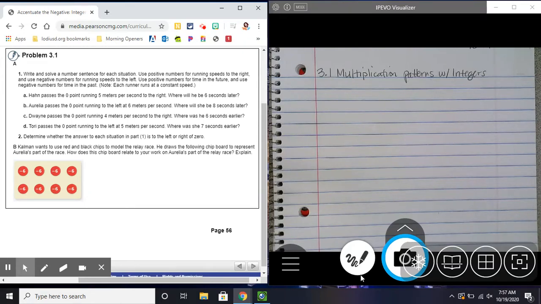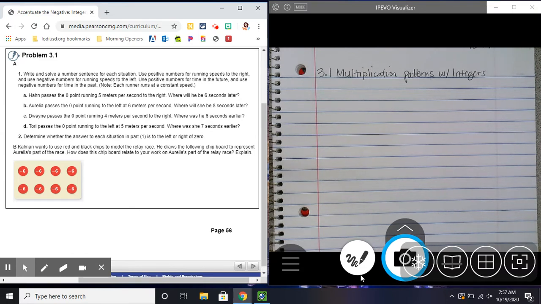All right, we are going to start with problem 3.1. I am going to read the background part of it to you, just so that you kind of understand what's going on in this problem. That's on page 55, which is not what I'm showing you here, but I'm going to read it to you verbally.